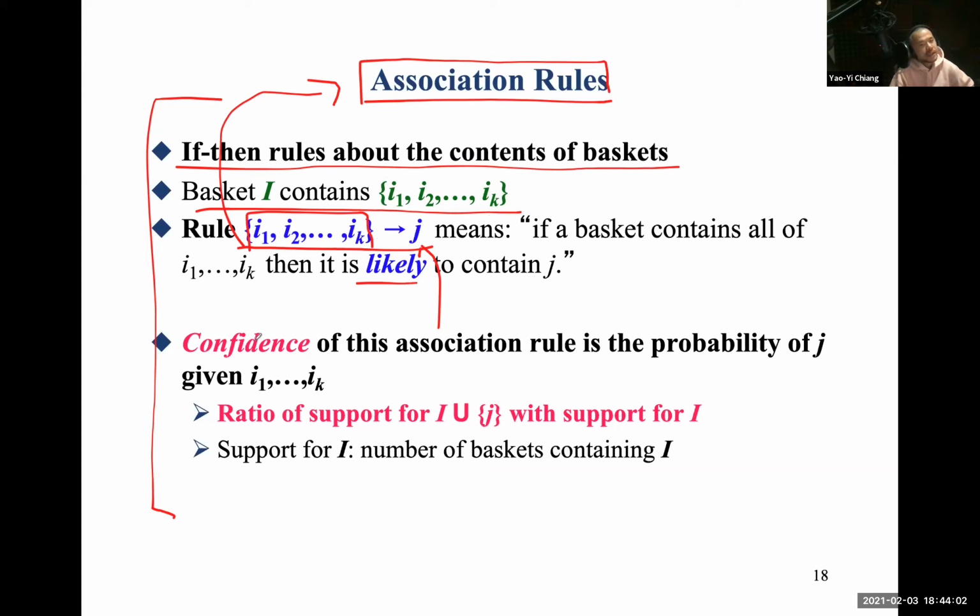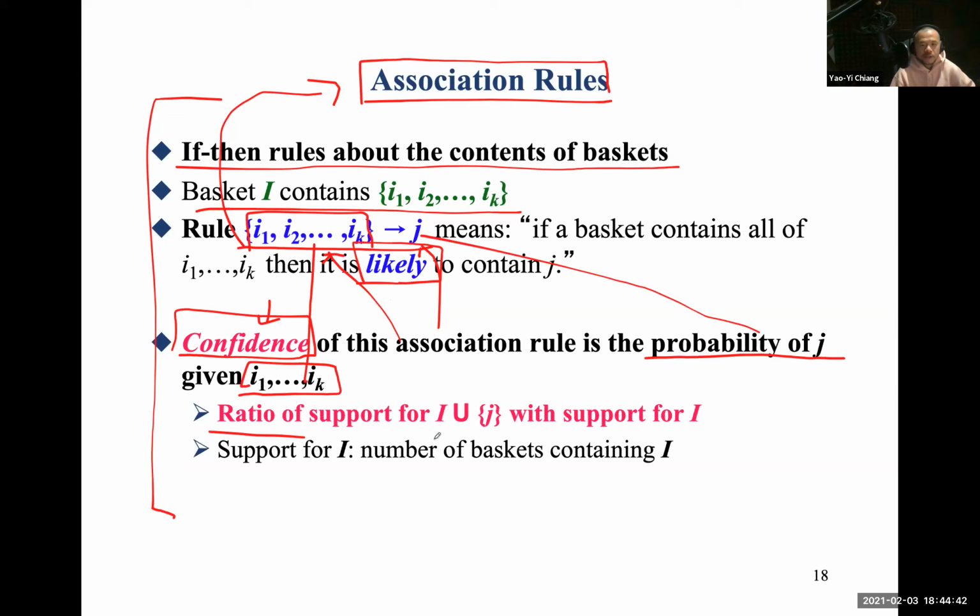What does likely mean? If people tell you likely, we need to ask how likely. How do you quantify it? This is our confidence score. Each association rule comes with a confidence score. This confidence score tells us the probability of seeing J in the same basket, given that you have all the other items. This is the first part of the rule, and this is the second part of the rule. It's very simple: it's the ratio of supports for the union.